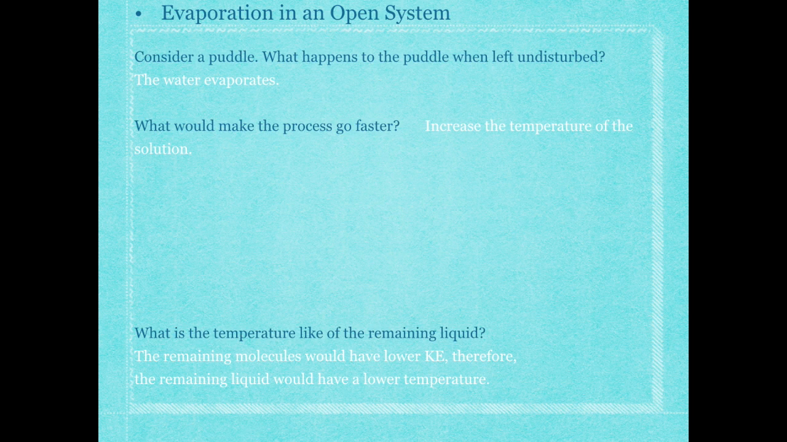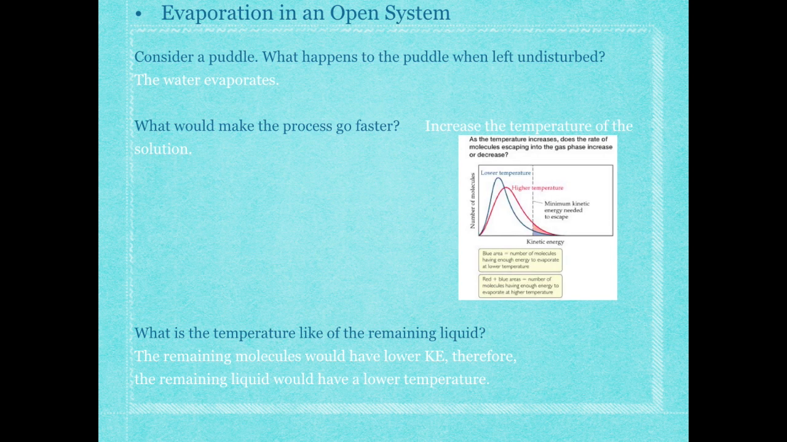Alright, so the first thing asks us to consider a puddle. What happens to that puddle if we leave it undisturbed? Well, obviously we know that water is going to evaporate. The way that we can make the process of evaporation go faster is if we increase the temperature of the solution. That's kind of common sense to us, but from a chemistry point of view, why exactly does increasing the temperature of a solution increase the rate of evaporation?